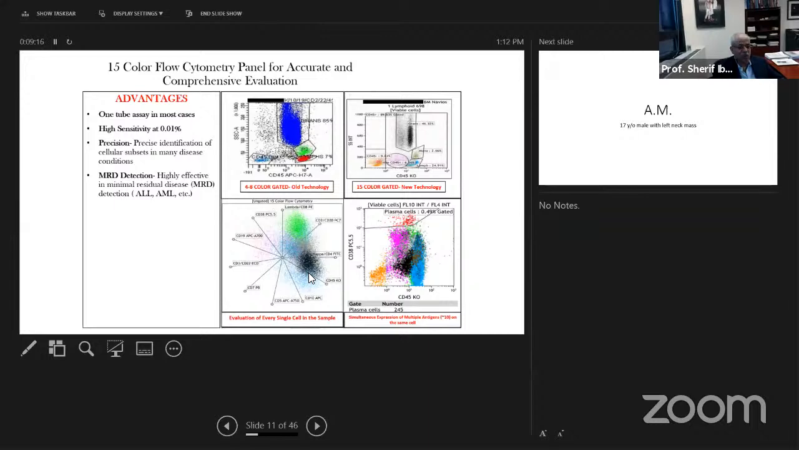And I can gate on any cell. I can follow them. I can color them differently, and I can count them up to 1 cell per 10,000. Every 10,000, you have 1 abnormal cell, you can detect it. And so this is an incredible advance.